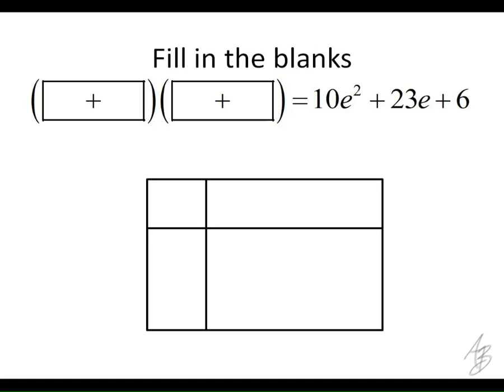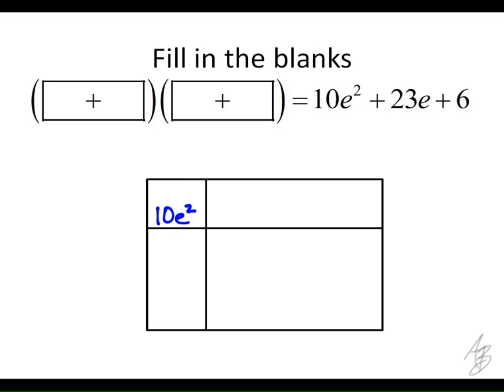So let's start by doing what we can. Let's label everything we know here. What can I do with this 10e squared? Where's that going to go? Yeah, that's going to go in the top left box, right? This is the area of the first rectangle. Can I put the 23e anywhere? No, I can't do that because why?